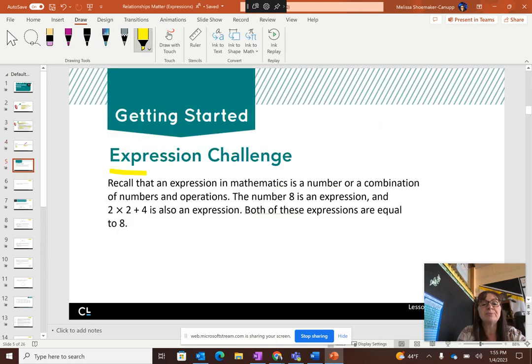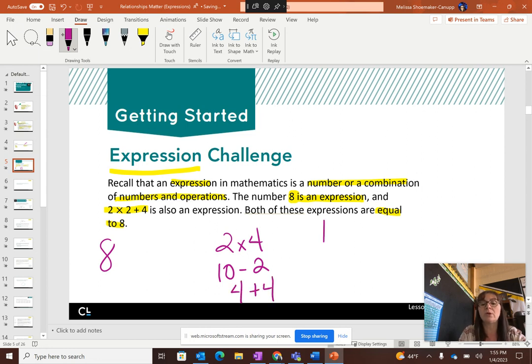Now, expression. Recall that an expression in mathematics is a number or a combination of numbers and operations. If you wanted to put that in your glossary, you sure could. The number 8 is an expression, and 2 times 2 plus 4 is also an expression. Both of them are equal to 8. So if I asked you to find 6 different ways to make 8, we would write expressions like 2 times 4, 10 minus 2, 4 plus 4, 16 divided by 2. Those are all expressions that equal 8.